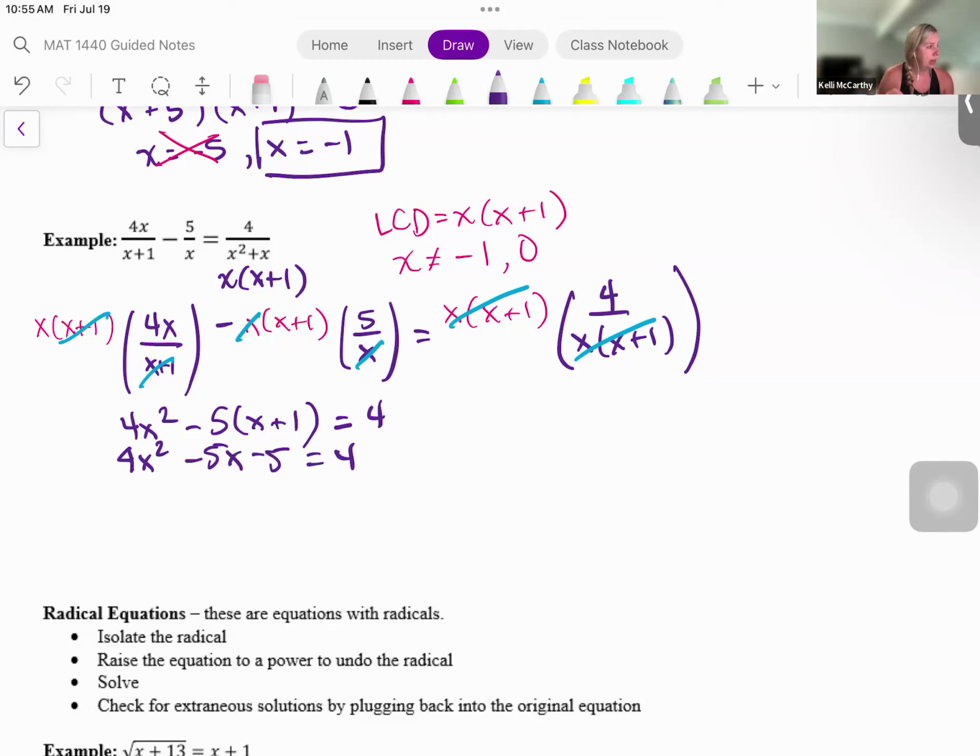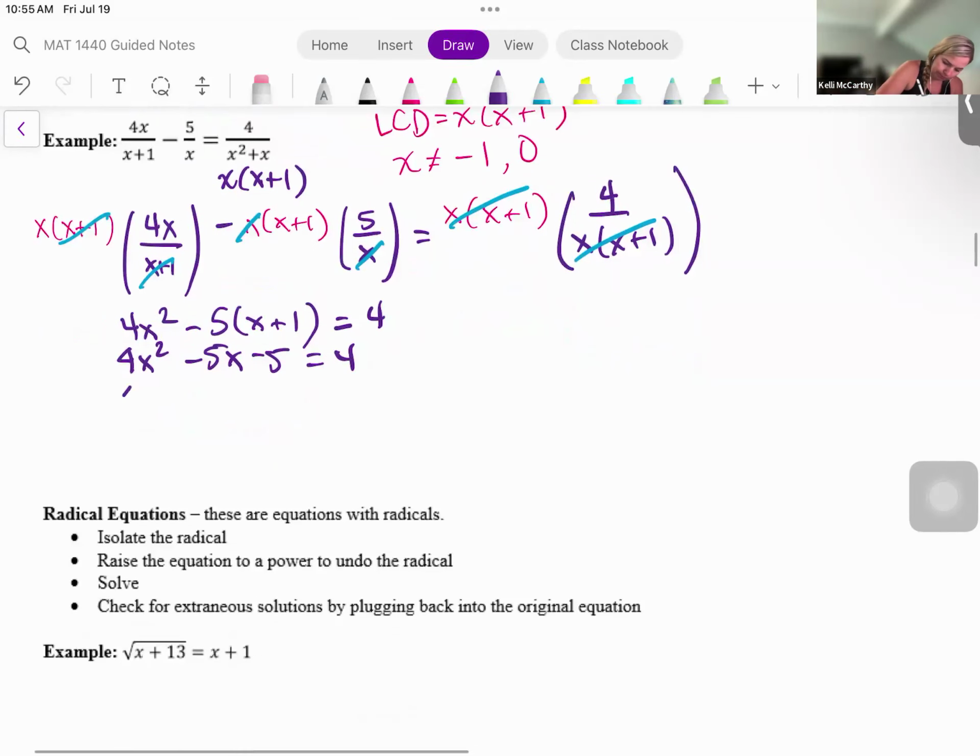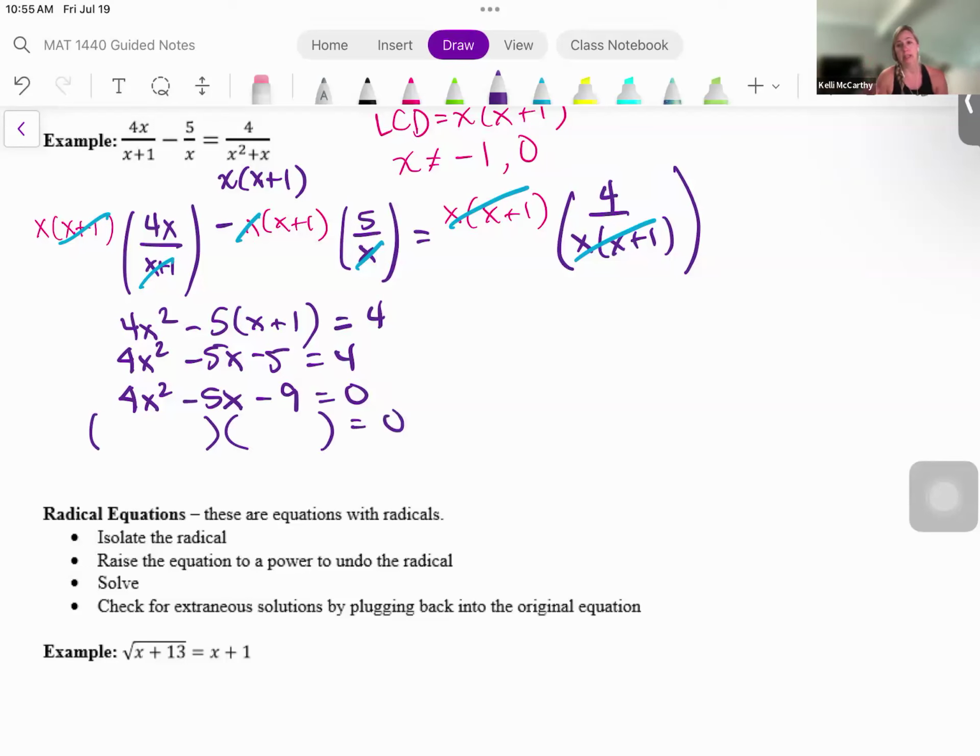Again, looking like a quadratic, so I'm going to set this equal to 0. 4x squared minus 5x. Subtracting 4 from both sides, we get minus 9 equals 0. I'm always going to attempt to factor first. I've been factoring for a really long time, so I can factor really quickly. If you are struggling with the factoring, you could always opt for using the quadratic formula. It's just a bit more time consuming. But ideally, you are working on those factoring skills and getting a little bit quicker at it.